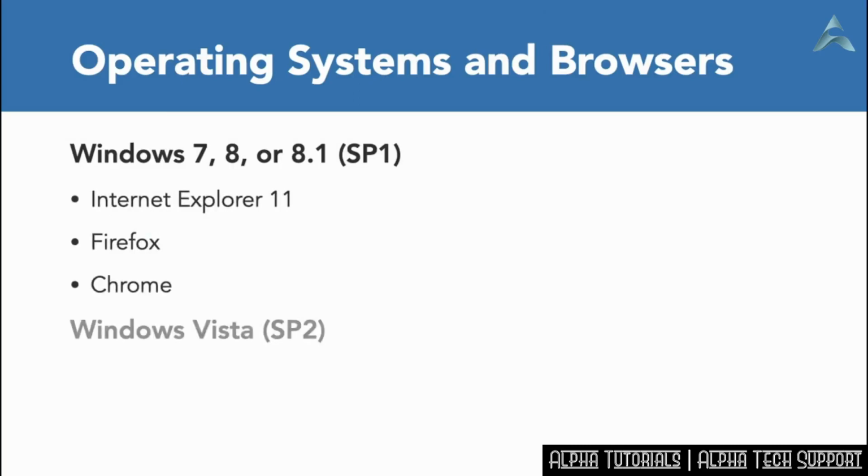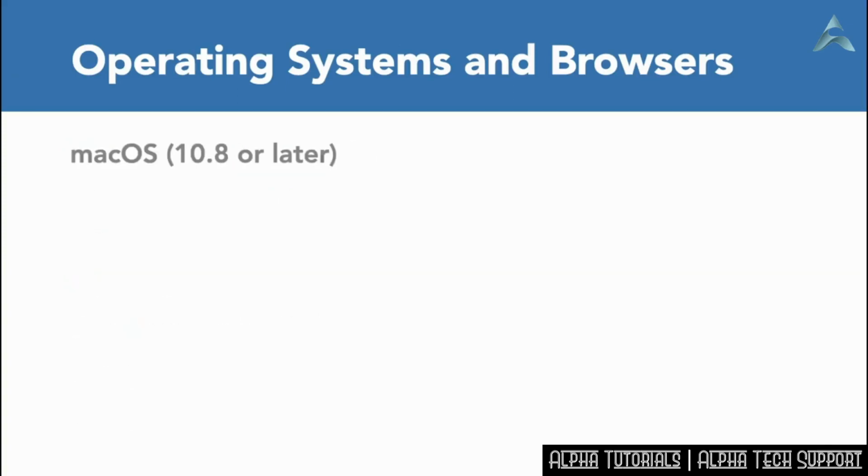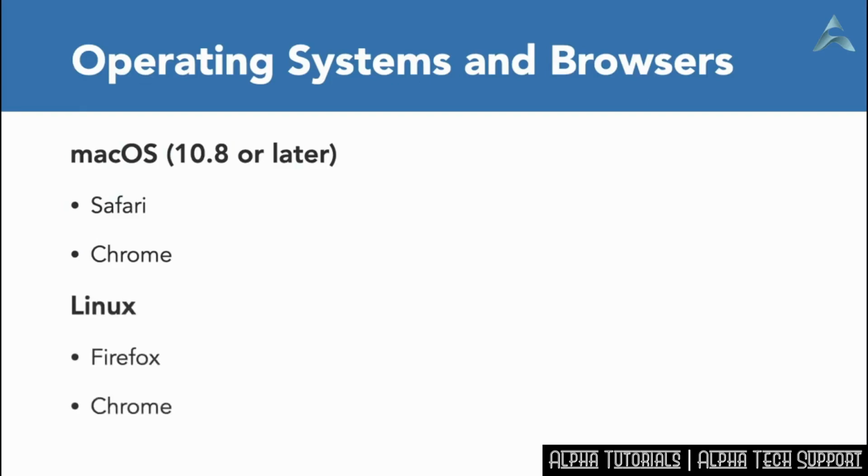If your organization is still running Windows Vista, you have to have at least Service Pack 2, but you can use Firefox or Chrome with SharePoint Online. If you're a Mac user using Mac OS X 10.8 or later, you can use Safari or you can use Google Chrome. If you're a Linux user, use the latest versions of Firefox or Chrome for the best experience with SharePoint Online. What if you use a combination of an operating system and a browser that I haven't shown you here? Well, some of the things I demonstrate may not work for you in the same way.